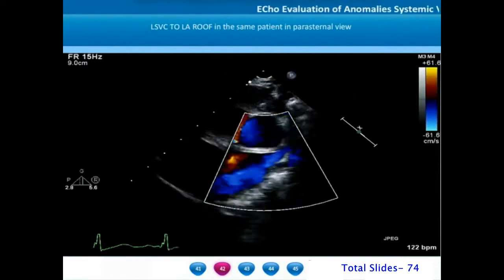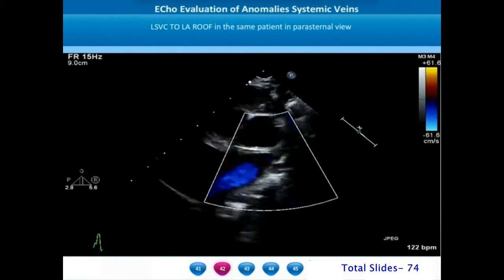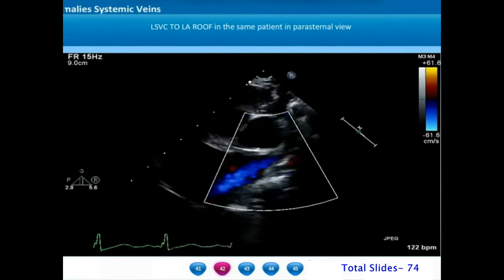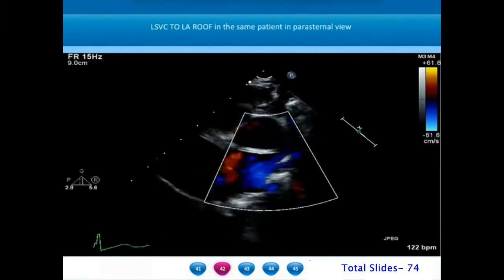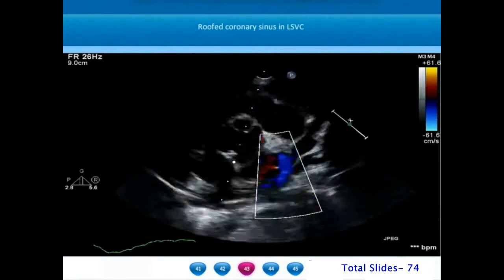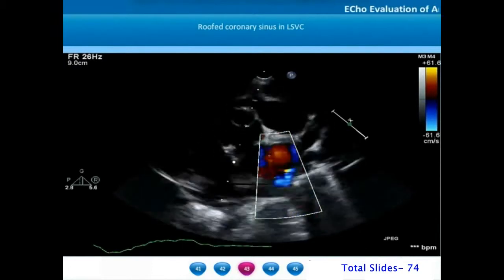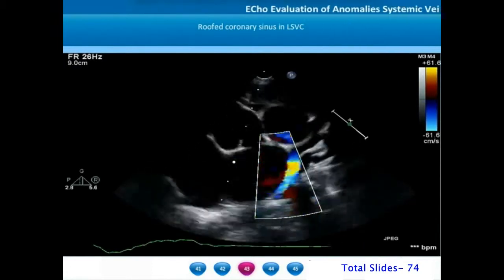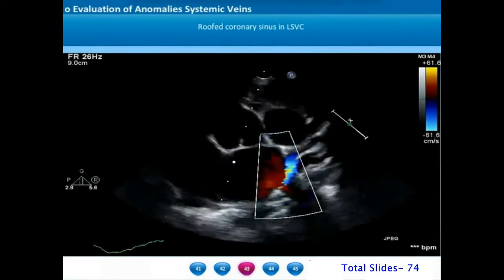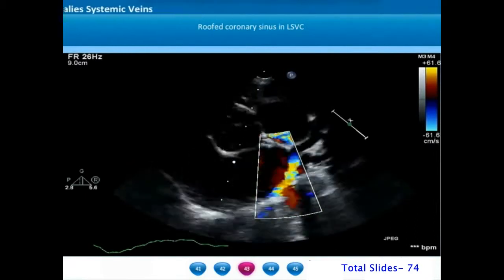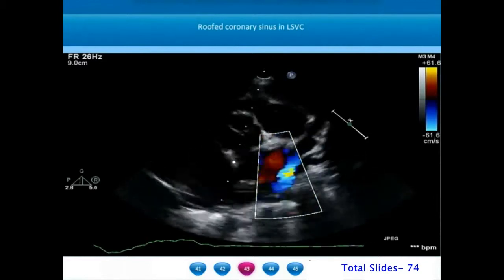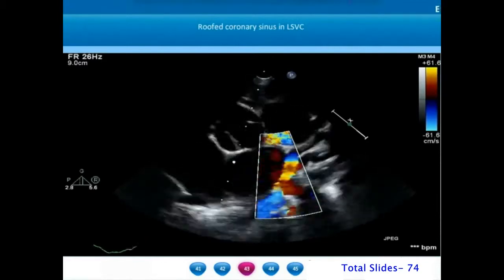From the suprasternal view, we can notice the flow of the left superior vena caval blood towards the left atrium without any coronary sinus roof formation. On the contrary, an example of a patient with left superior vena cava which is draining through a roofed coronary sinus is shown in this example. Here we can appreciate the left superior vena cava draining into a completely roofed coronary sinus, and we can see the final opening of the coronary sinus into the right atrium.